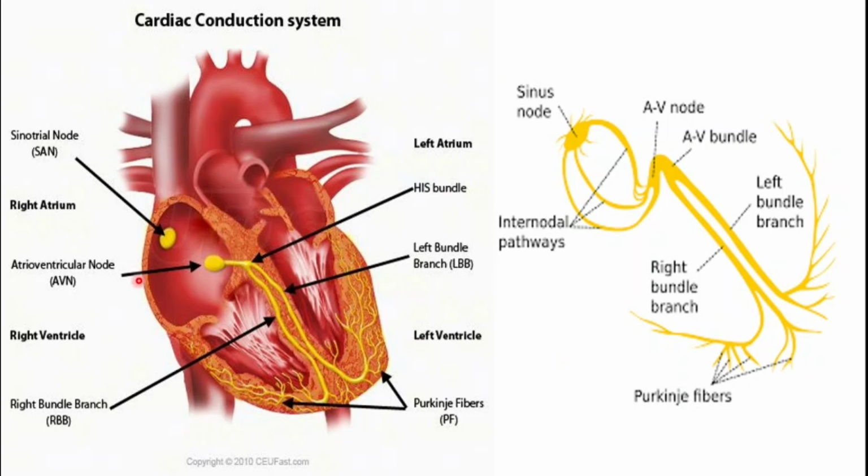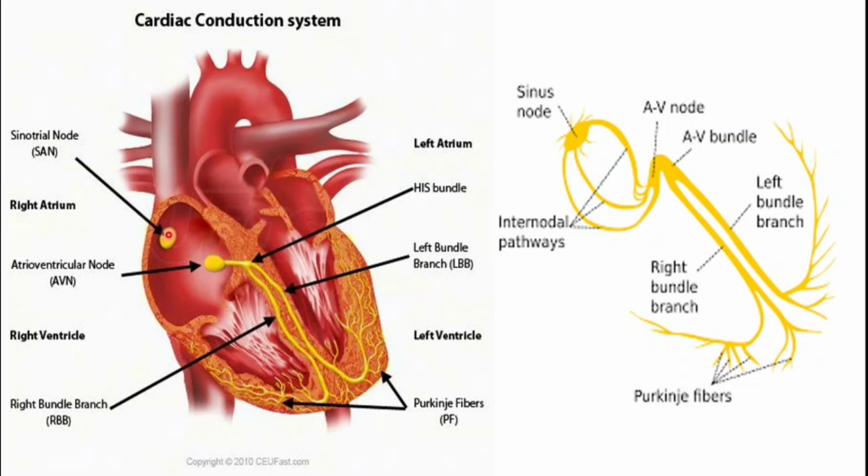Now I would like to tell you about some important points related to the SA node. The SA node is made up of special cardiac muscles. Now in the heart, we have two different types of muscles. One are the normal cardiac muscles which make up the myocardium, which help in the contraction. And the SA node and the AV node are made up of special cardiac muscles. Now what is important about the SA node is that the SA node has the power of automaticity.